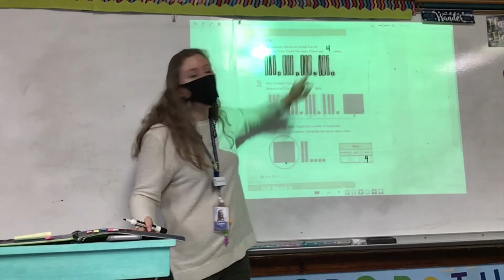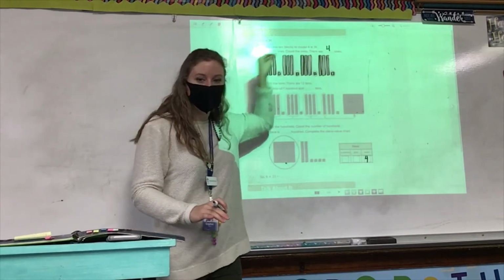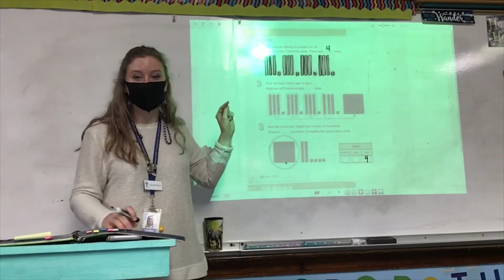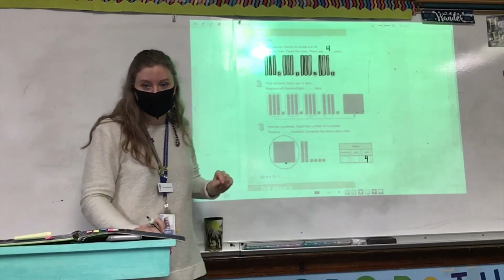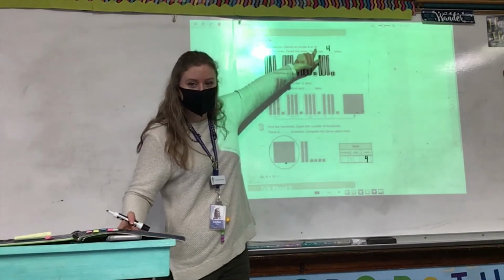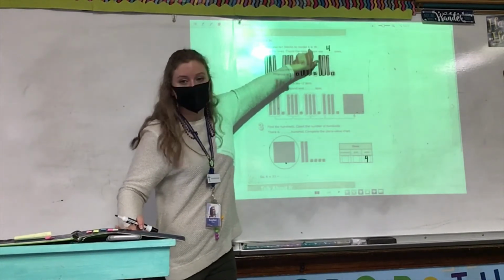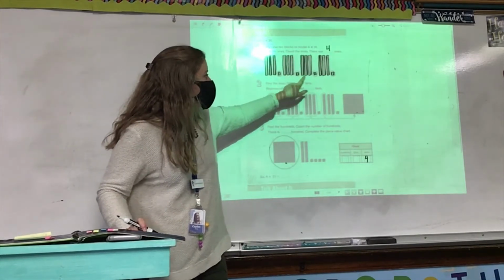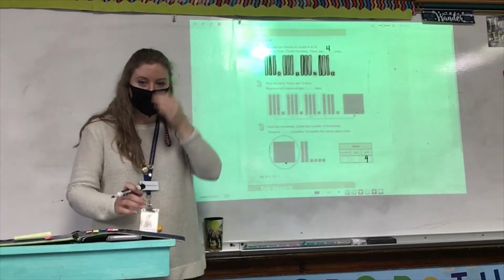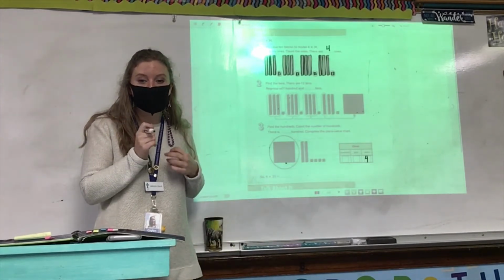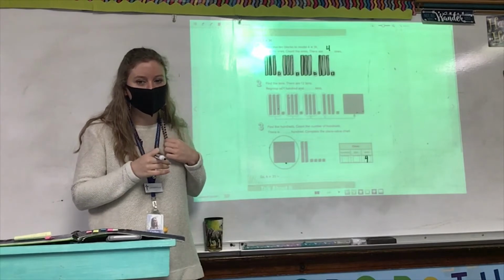Now when we do 4, we don't model 1, 2, 3, 4 ones cubes. Remember, the smaller factor tells us how many times to repeat the larger factor. So we model 31, which is our larger factor. Then we repeat it, the smaller factor, which is 4 times. 1, 2, 3, 4.